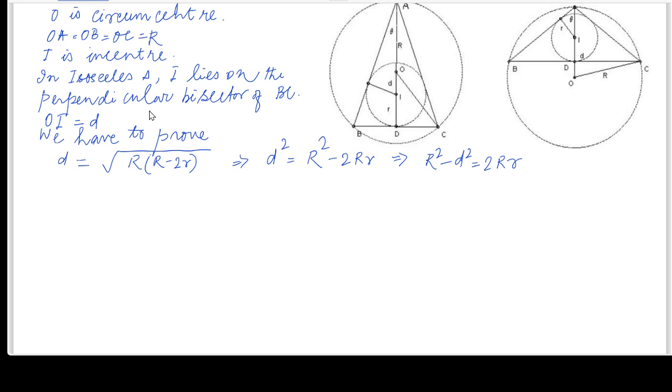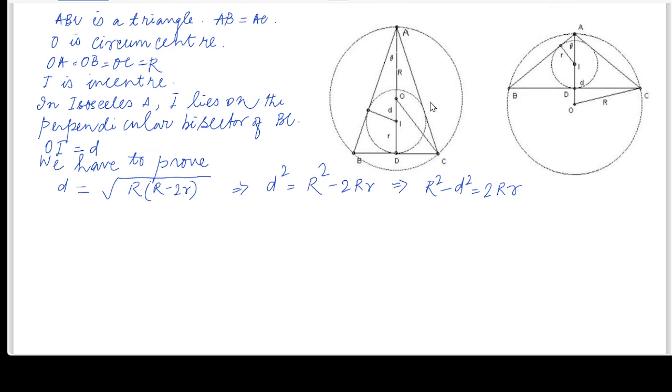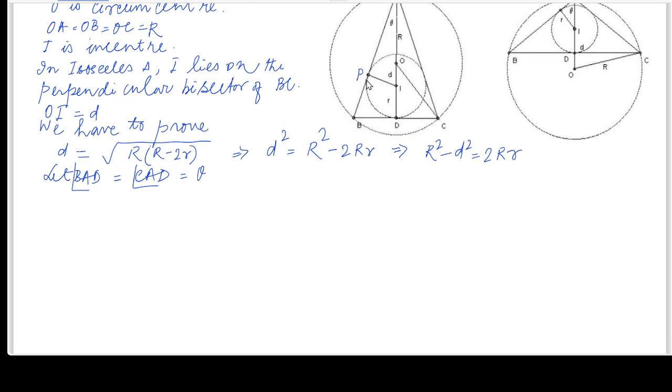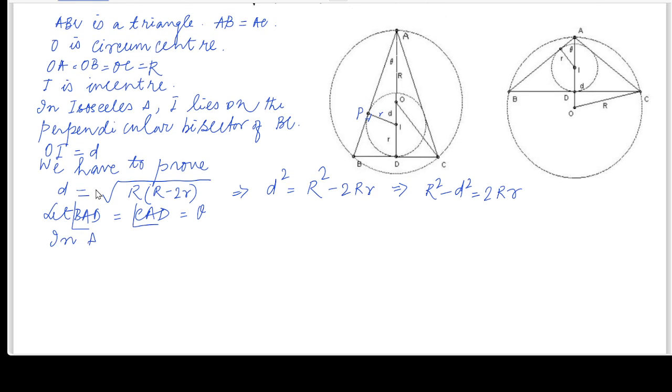Okay, now let us analyze the figure. I am taking figure 1 only. So let angle BAD be this, which is the same as CAD because AD is the angle bisector. This is equal to theta. I am naming this point P, the perpendicular from I, which gives the inradius r, in triangle API.